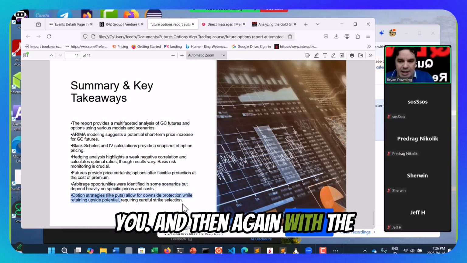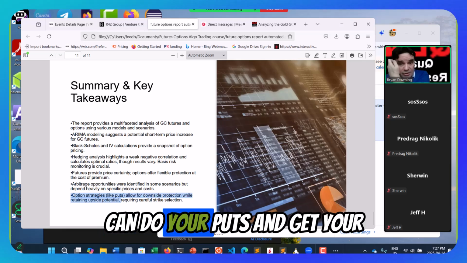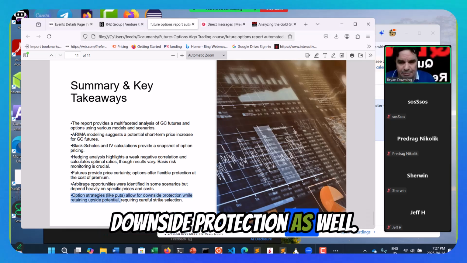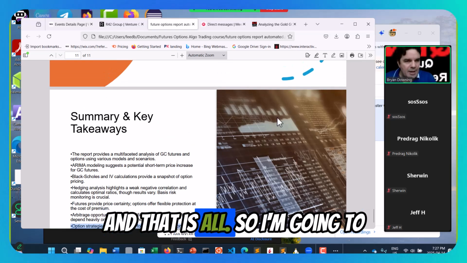And then again, with the options, you can do your calls, you can do your puts, and get your downside protection as well. And that is all.